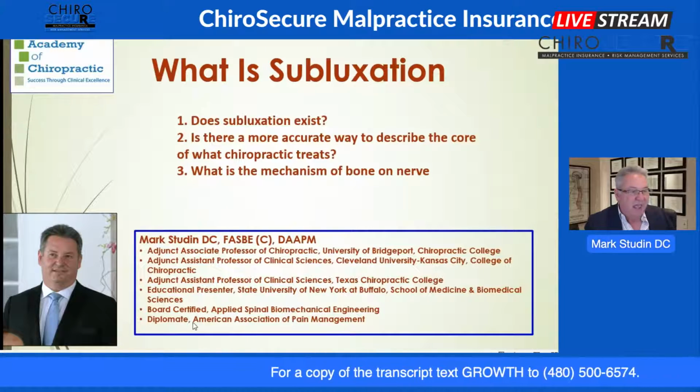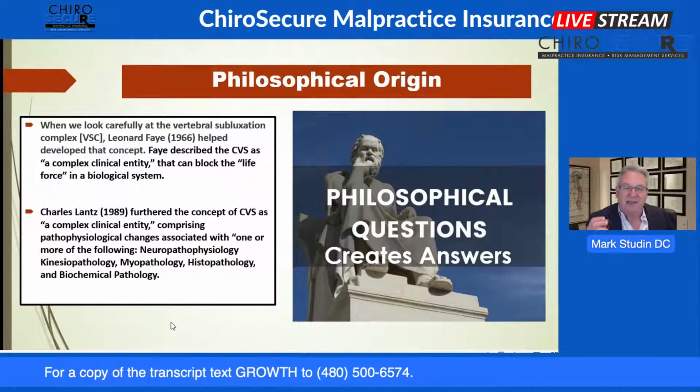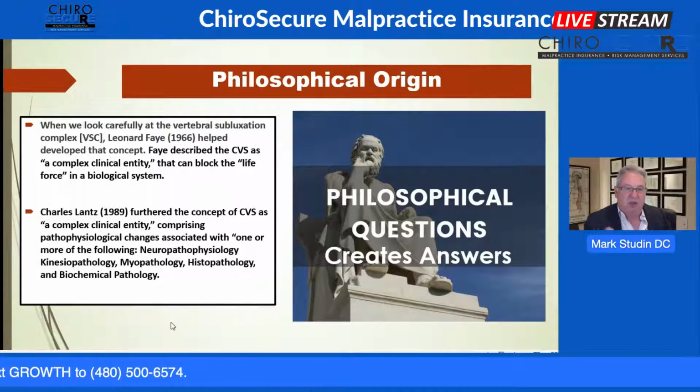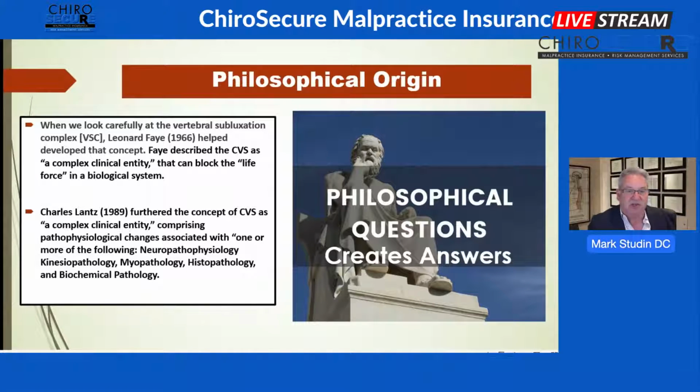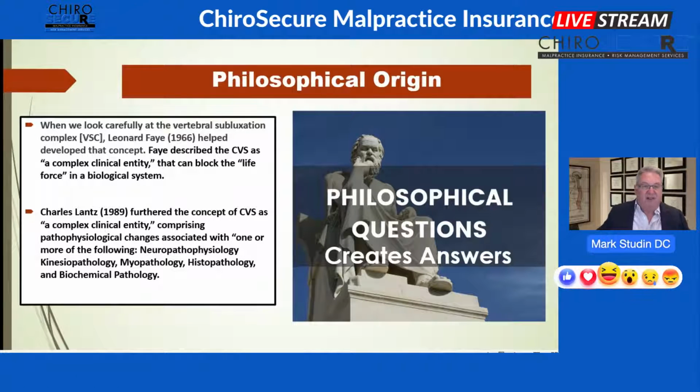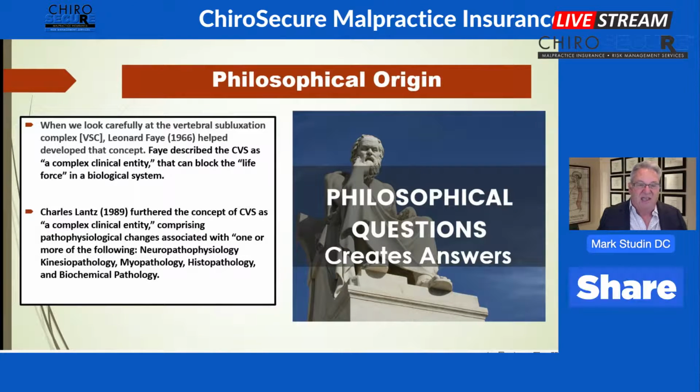So when we look at subluxation, really it's a philosophical origin. When we look carefully at the vertebral subluxation complex, Leonard Fay in 1966 helped develop that complex. And he described a chiropractic vertebral subluxation as a complex entity that can block the open quote, close quote, life forces in a biological system. Now, I actually spoke with Leonard Fay a little while ago, and he said he first coined that in 1963. Even though the ICA had a relationship with Joe Felicia and Guy Reekman, they really brought it around the country.